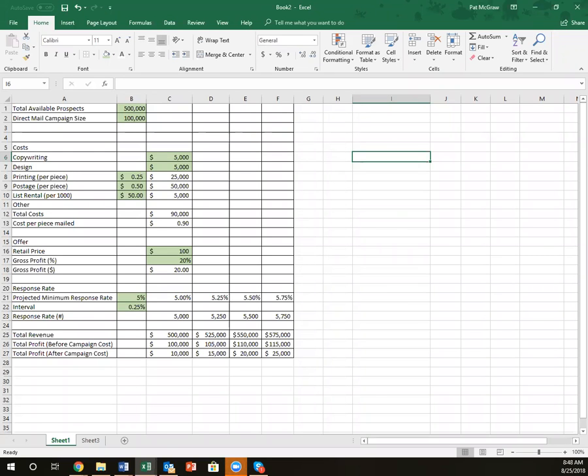Let me walk you through a little bit of math. I know everybody just loves to do math, but this is one of the nice things about direct mail: you can forecast your results and do several what-if analyses.